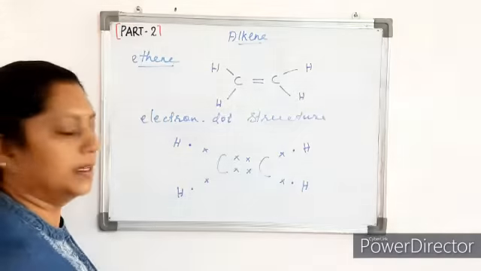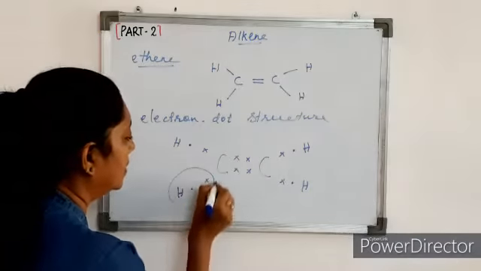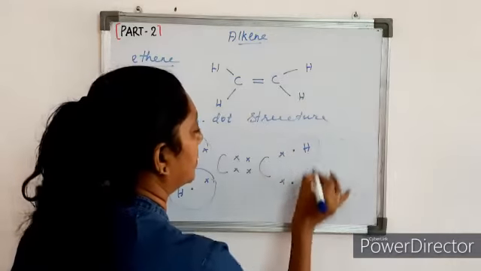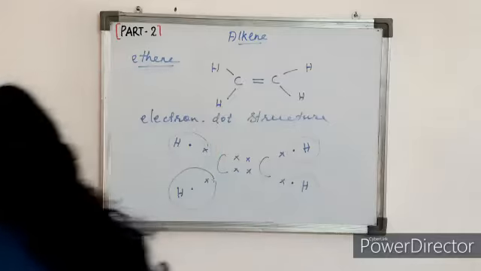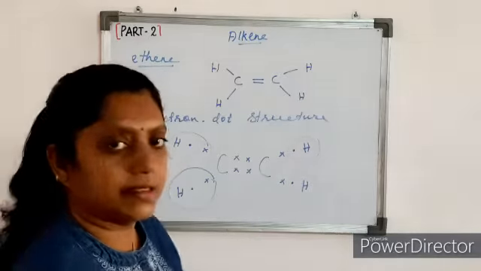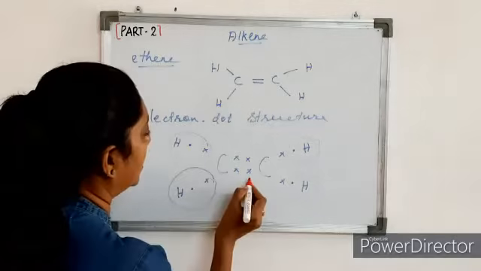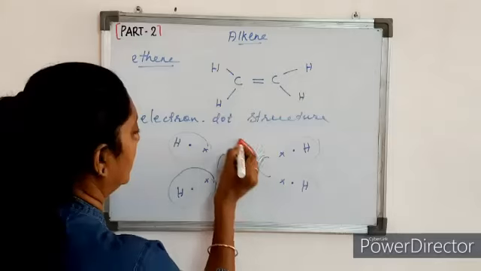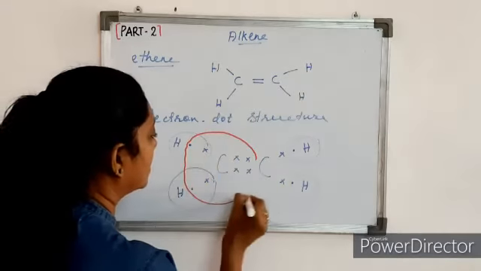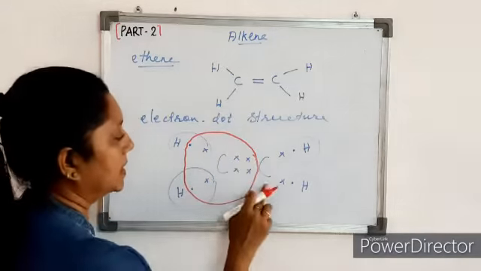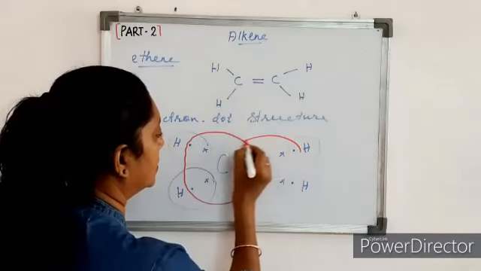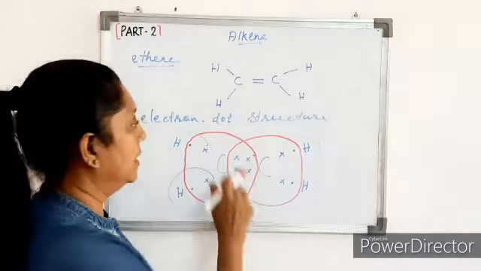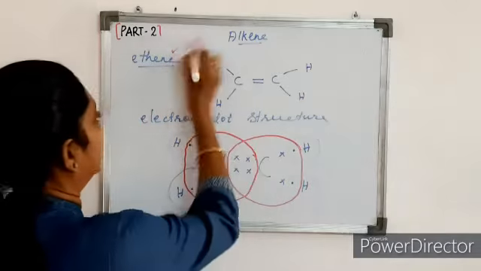Now, the duplet structure for hydrogen is attained in this way, and the carbon atom attains its octet by sharing electrons, 1, 2, 3, 4, 5, 6, 7 and 8, like this. This carbon atom also shares its electrons in this way. This is the electron dot structure for the ethene molecule.